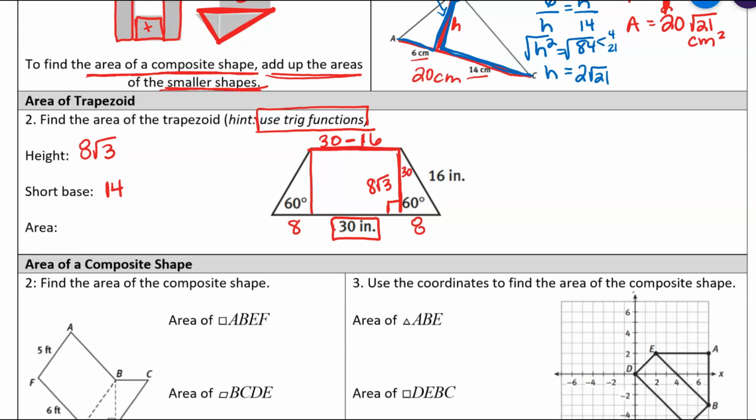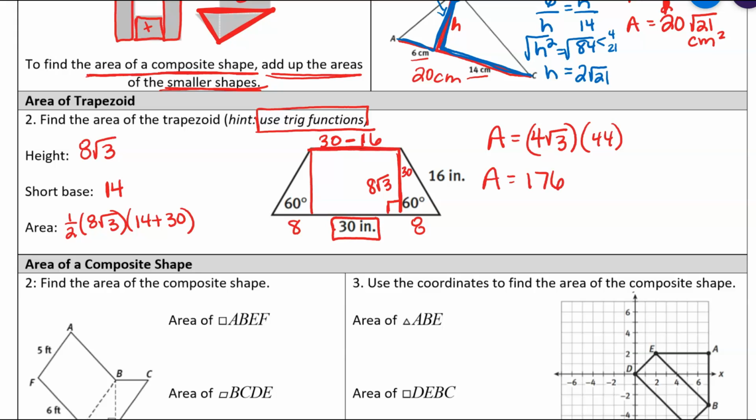So the area of this is going to be 1/2 the base, or the height, let's go ahead and put the height in, times the bases added, so 14 plus 30. So I'm going to come over here, and I'm going to say, okay, 1/2 of 8 square root 3 is 4 square root 3 times 44. So I can put those beginning numbers together, those coefficients. I'm going to get 176 square root 3 square inches. And if they ask us to round it, we would, of course, type that in our calculator.